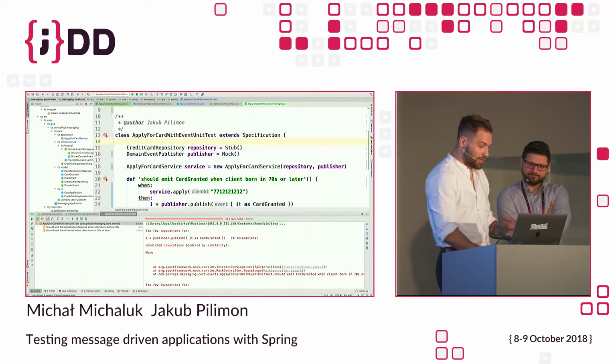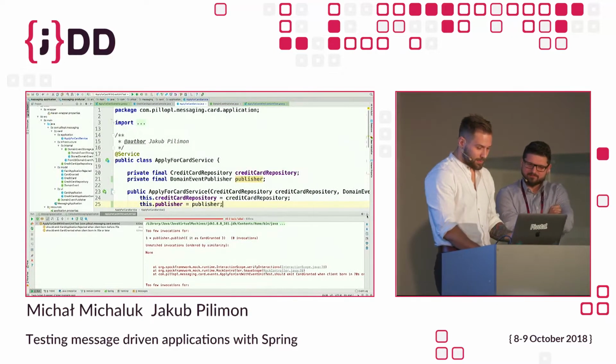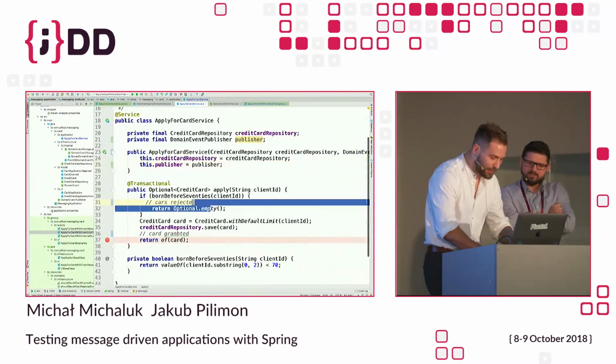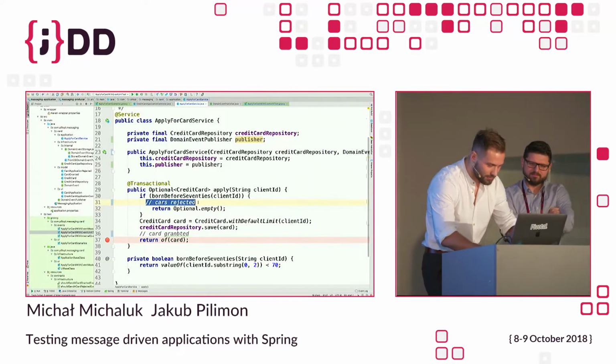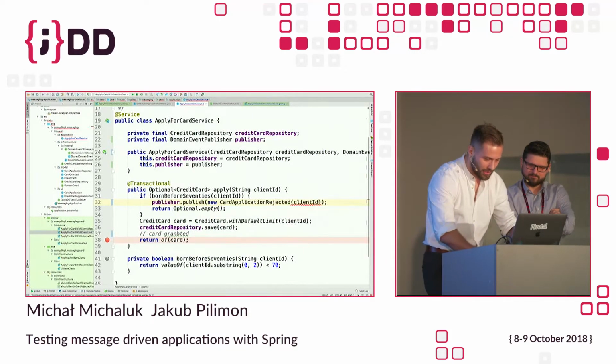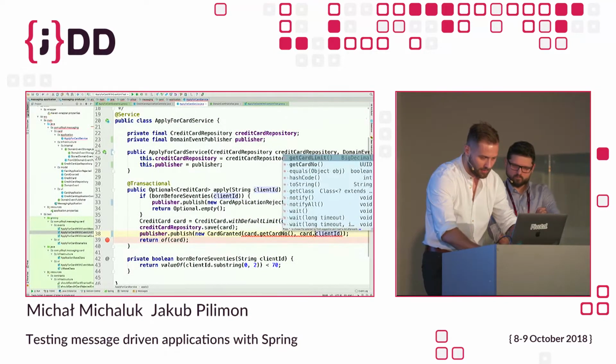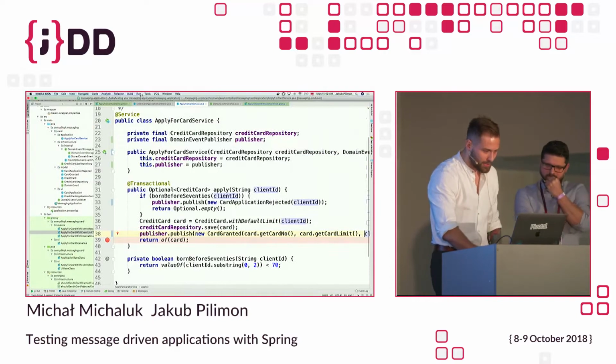You probably broke something. Yeah, you didn't use the publisher here. Man, you are a fast learner. I'm impressed. Publisher.publish new card application rejected. It should take client ID as a parameter, and again, copy-paste? Yes. Cool. Publisher.publish card granted, and it takes, I guess, more arguments. It needs card ID and some limit, and that's it. And let's rerun the test.